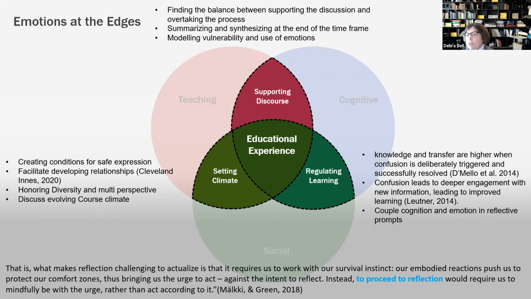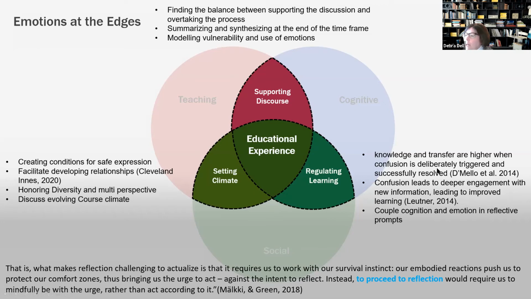If we think about supporting discourse, that would include things like finding a balance between when to be involved in the discussion and when to sit back, when to create situations where there might be fact-based knowledge that needs to happen, but how to let the students find that themselves without being overbearing. It might include staying completely out of the discussion until the end and then doing a summary and a synthesis. It also might include modeling vulnerability and the use of emotions.